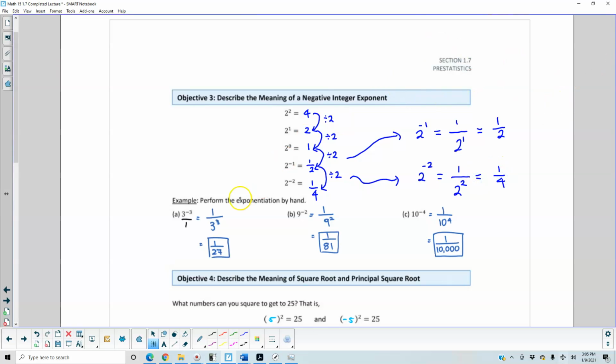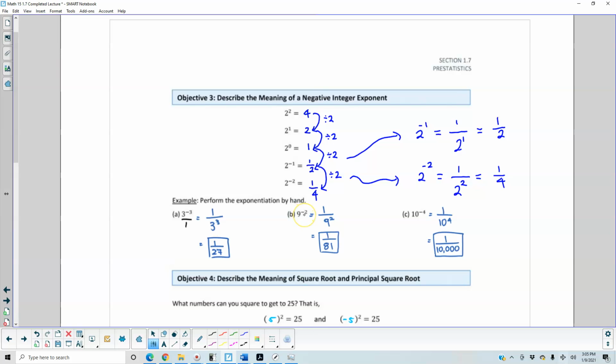So if we look at these next examples, we're going to perform the exponentiation by hand. So 3 to the negative third power over 1, we can rewrite that so it has a positive exponent. So that's going to equal 1 over 3 to the positive third power. And 3 to the third power is 27, so it becomes 1 over 27.